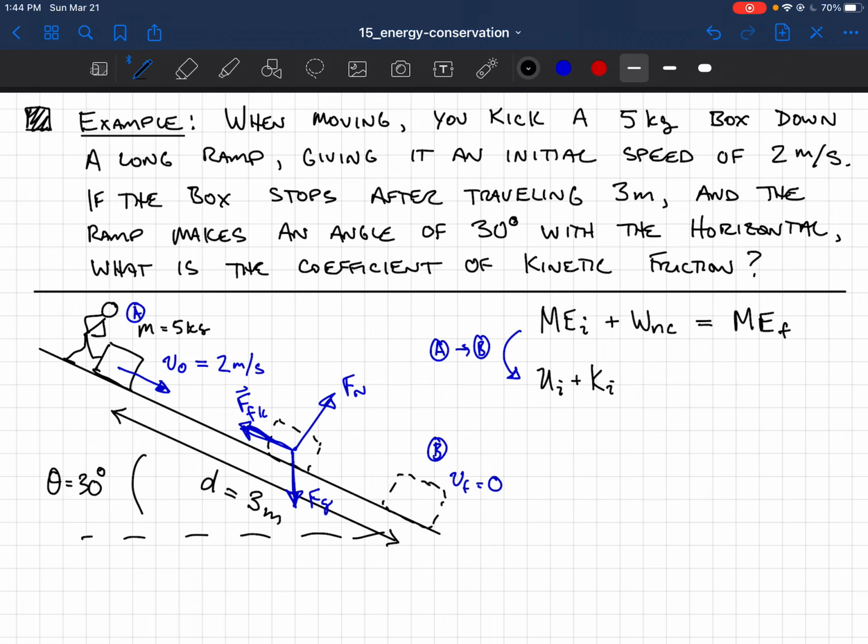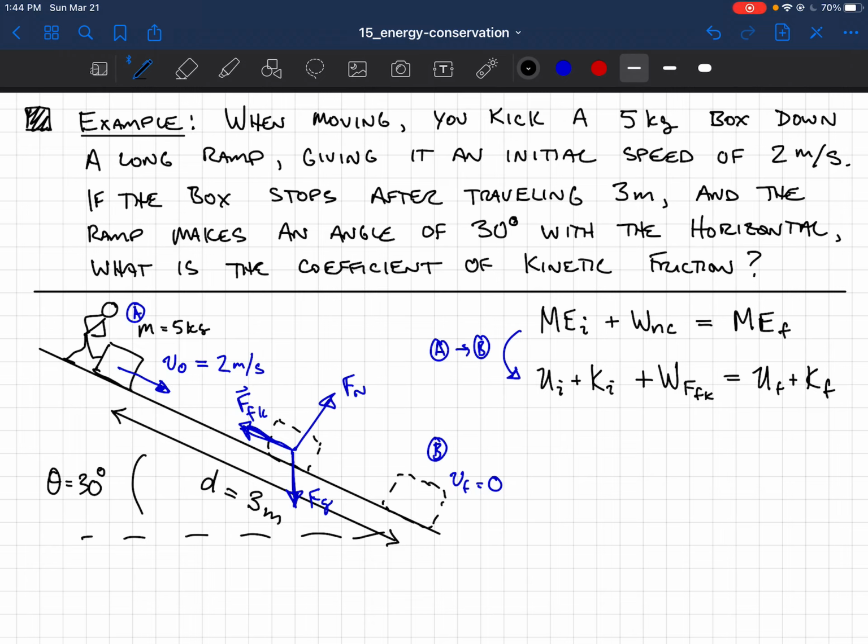Work non-conservative, well, do we have any non-conservative forces acting? We do. So normal, remember we said, is a non-conservative force, but you can see that it's pointing perpendicular to the direction of motion. So there will be no work done by the normal force. Friction, however, is a non-conservative force, and it will do work. So we need to write that down explicitly. So we say, okay, there's a work done by the force of friction. Then mechanical energy final is U final plus kinetic final.